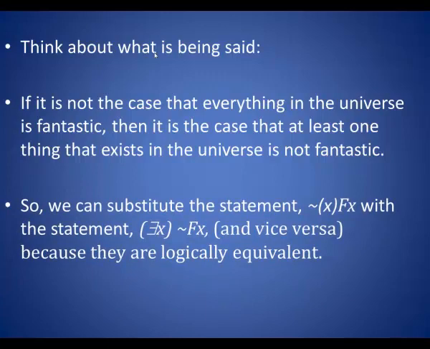So we can substitute the statement, it is not the case for all x, x is F, with the statement, there exists an x such that that x is not F, and vice versa, because they are logically equivalent. Notice they're saying the exact same thing. If it's not the case that everything in the universe is fantastic, then it must be the case that at least one thing exists in the universe that is not fantastic. So we can interchange these two statements back and forth.